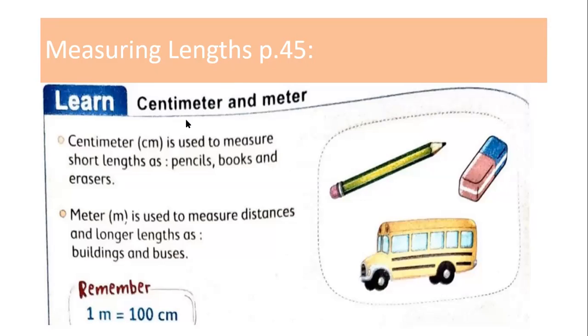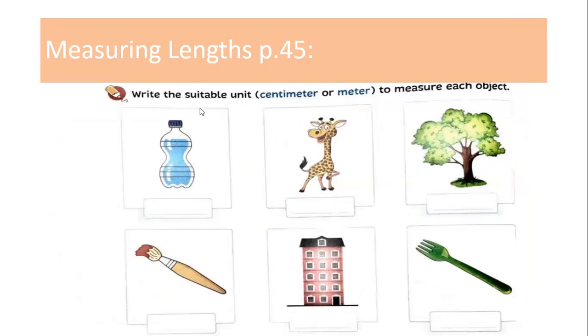Centimeter and meter. Centimeter is used to measure short lengths. Anything that I can hold in my hand, we use centimeter, like a pencil, books, and erasers. Meter, we use meter to measure distances and longer lengths such as buildings and buses. 1 meter equals 100 centimeter. Write the suitable unit, centimeter or meter, to measure each object. So this is what? This is centimeter.